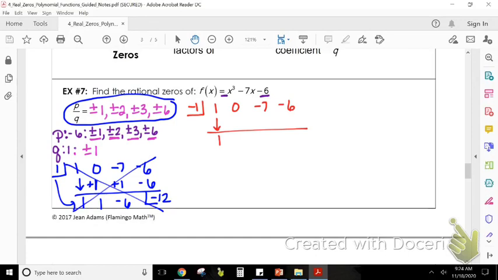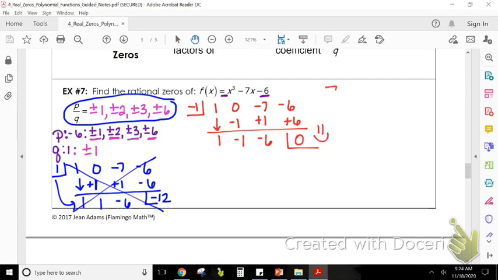So bring down the first term. Negative 1 on the outside times 1 is negative 1. Combine them. 0 minus 1 is negative 1. Times the negative 1 on the outside is positive 1. Negative 7 plus 1. Forgot my remainder box. Negative 7 plus 1 is negative 6. Times the negative 1 on the outside is positive 6. And we get the remainder of 0. And so we're happy because we found one.